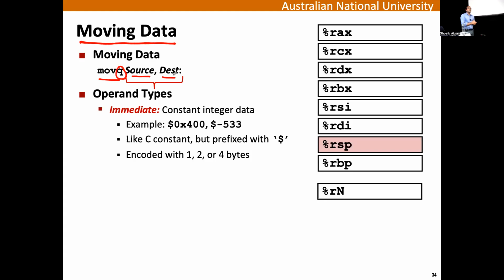When we use constants or immediates, it's called an immediate because it's encoded in the instruction. So it's immediately available to the processor. You don't have to bring it from memory. We will write constants with a $, and the rest similar to C. In C, you can write 0x400, but here we'll prefix it with a $.